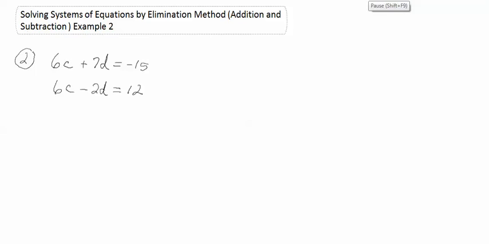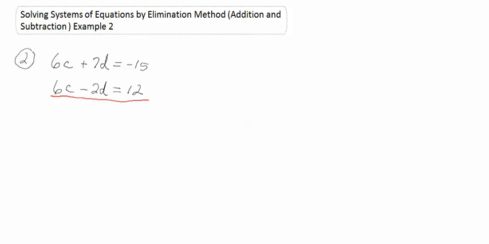Solving systems of equations by elimination method, example 2. Okay, we have 6c plus 7d is equal to negative 15, and 6c minus 2d is equal to 12. I lined them up one on top of the other, and now I'm going to draw my line, just like I'm lining up if I was doing a simple addition or subtraction problem.